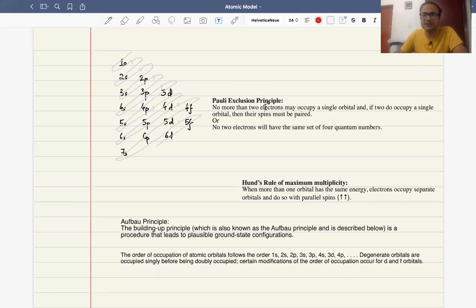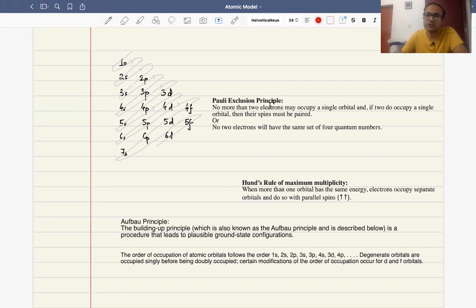Hello, everyone. So let us continue our discussion on the quantum numbers. So far, we have understood how to write the various subshells and to know how many orbitals are possible in each of the energy shells. And we also tried to look into the shape of the orbitals in the previous videos.